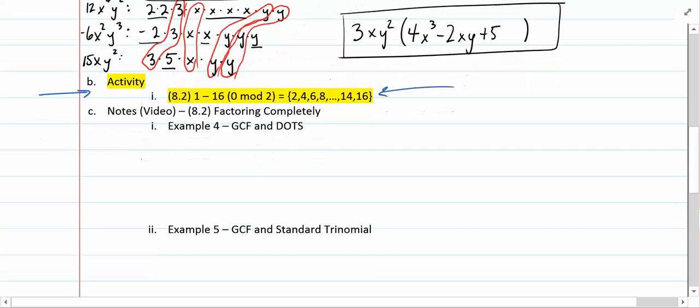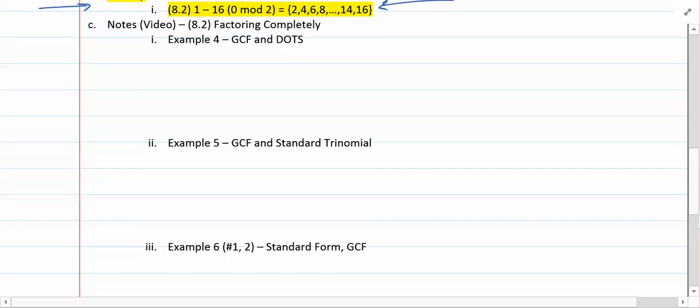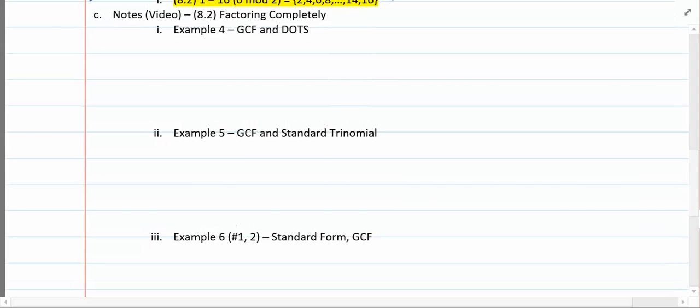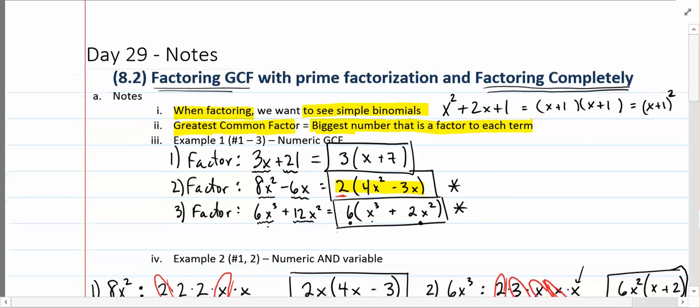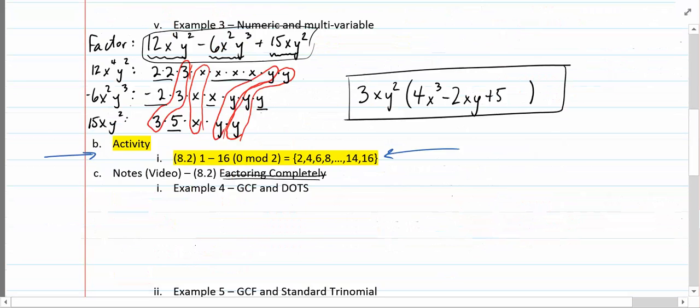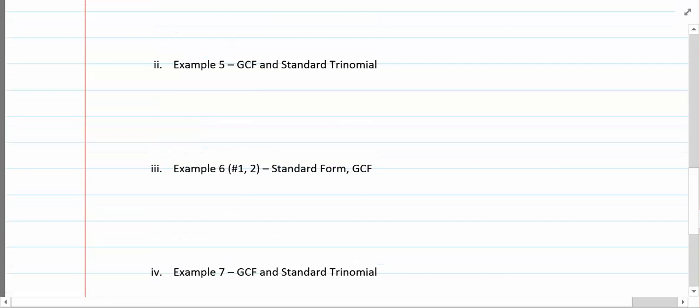Next, we're going to discuss just a little bit more about factoring using the GCF, and we're going to talk about the idea of factoring completely. We want to make sure that we factor a trinomial all the way down to its most simple form. Again, we're looking for binomials. We want to see binomials at the end, so we're going to try to do that here with a couple of these examples.